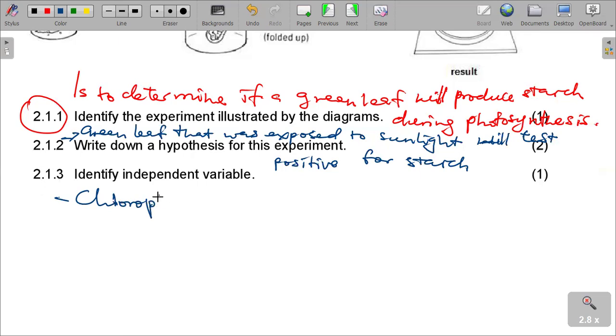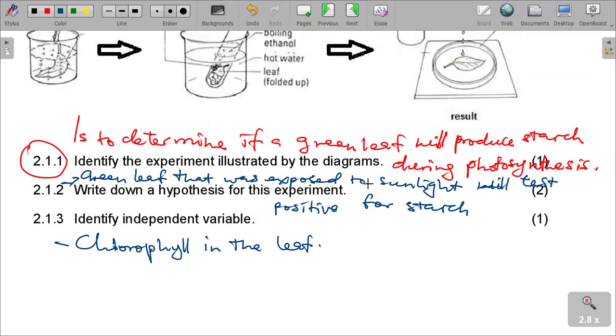The chlorophyll in the leaf, it is what? It is our independent variable. So please understand that this question, I'm going to come back again in the next presentation where I'll be touching and trying to explain more in terms of experimental questions. What is a dependent and independent variable. You understand? So let's just quickly go to the next question.